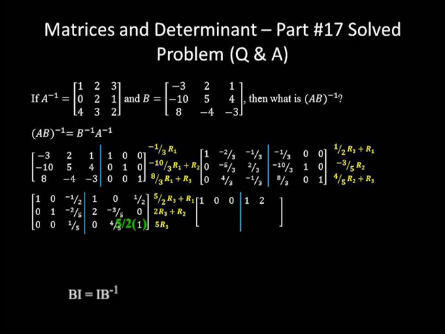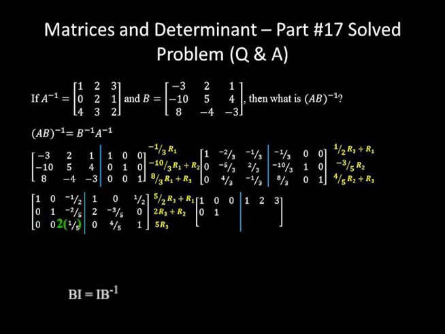5 over 2 plus 1 over 2 means 6 over 2. 6 over 2 is 3. Applying 2 times row 3 plus row 2 gives us 2 times 0 is 0. 0 plus 0 equal to 0. 2 times 0 is 0. 0 plus 1 is 1.